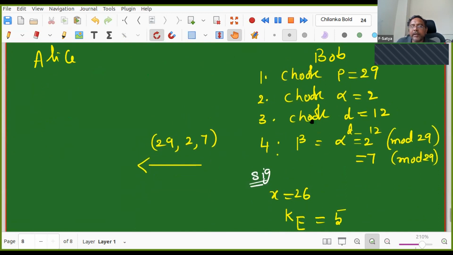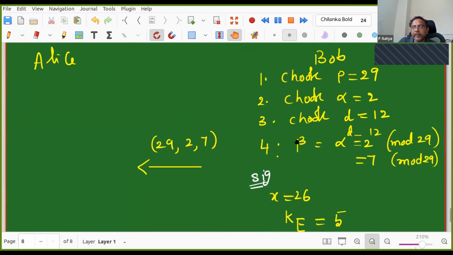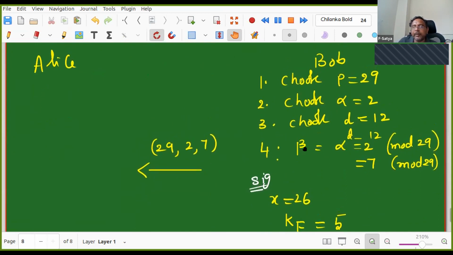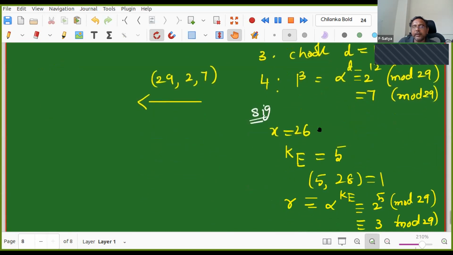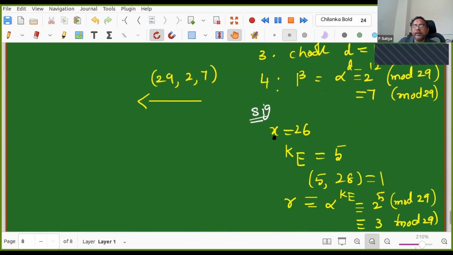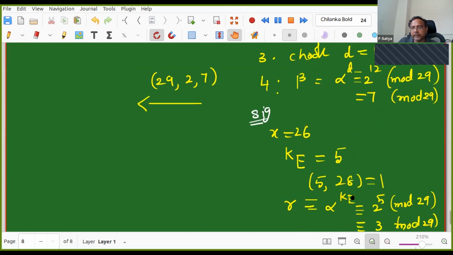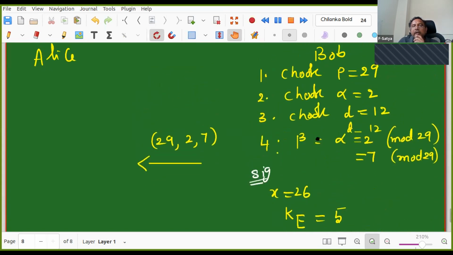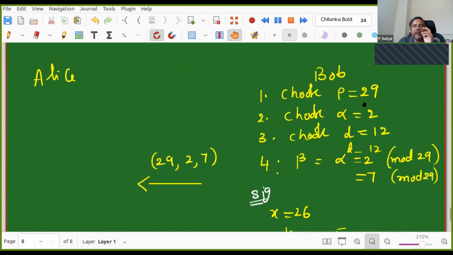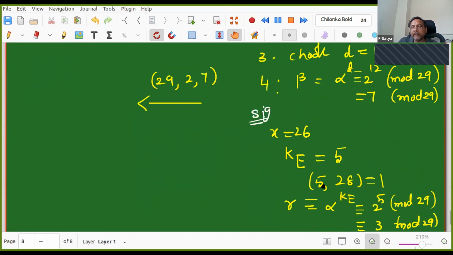Now what is public? P is public, alpha is public, beta is public, but D is private. Now the signature scheme. X is equal to 26. Now KE is equal to 5, so the pair is 5 comma 28. Why did I take 28 here? Because the prime is 29. So I took 5 comma 28, and the GCD is 1, right? So how many choices are there for KE?